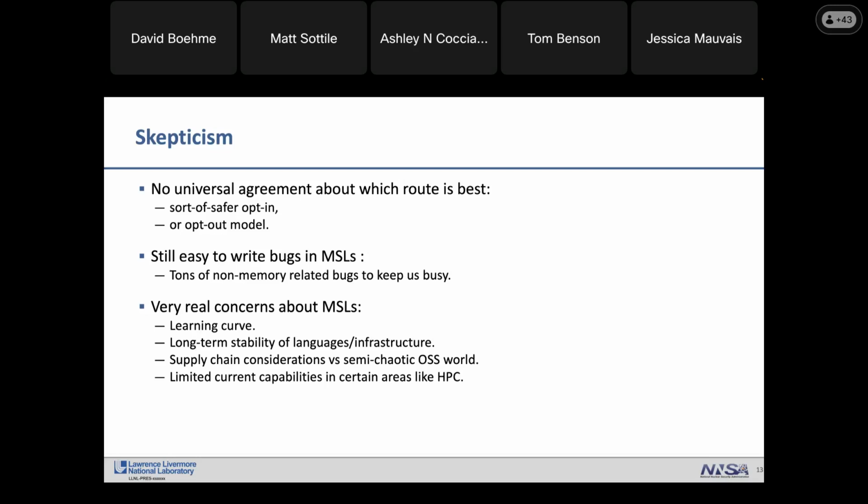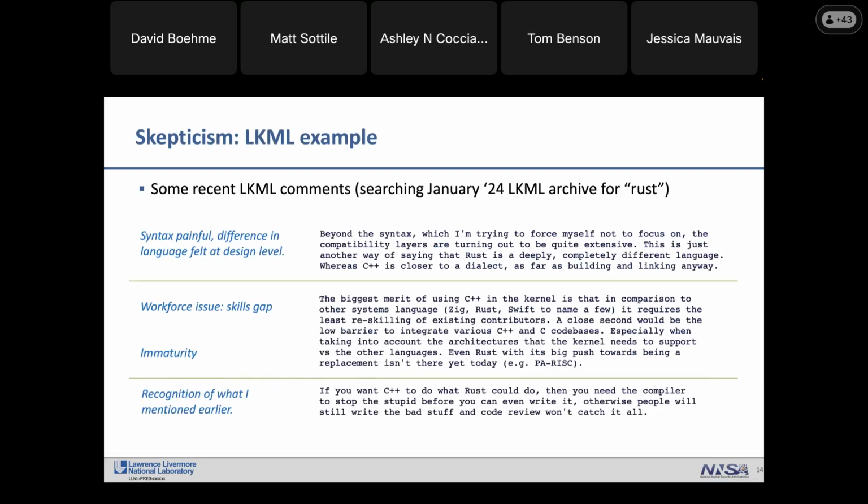So there are very real concerns about memory safe languages: things like the learning curve, the stability of the languages, supply chain considerations, and the fact that they're not useful in certain domains yet. And to see some real complaints that people have had, the Linux kernel mailing list is a good example. They've adopted Rust, and you're seeing a lot of skepticism from developers there. The syntax of these languages can be painful to learn if you're coming from an existing language like C or C++. The difference in the language model itself can make the software design feel very awkward, so people find it harder sometimes to integrate with existing languages. There's also the skills gap: the workforce isn't familiar with them. And some of the tools are immature. They're not available on all platforms, and they're not as solid as people would like them to be.